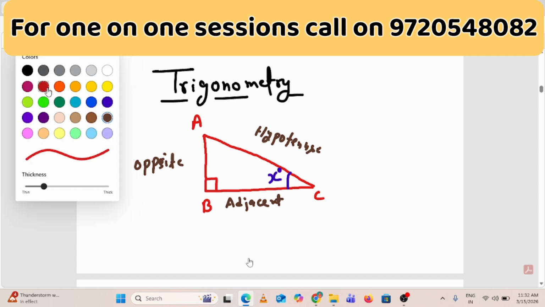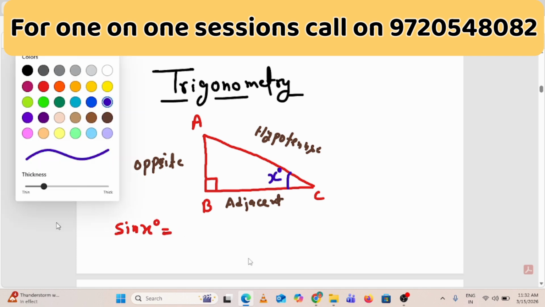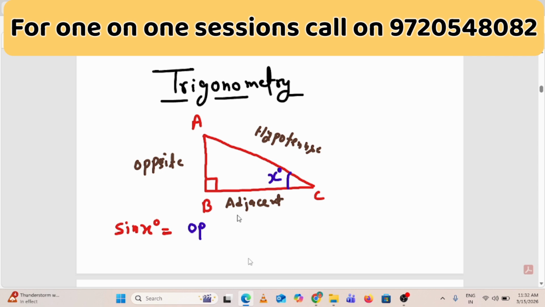So here sine of X is equal to opposite over hypotenuse. So you can write this AB upon AC. Understood?